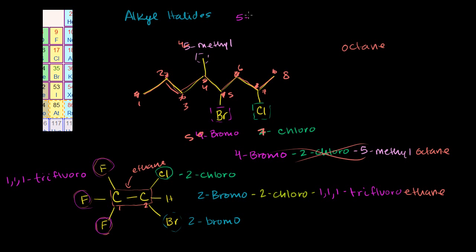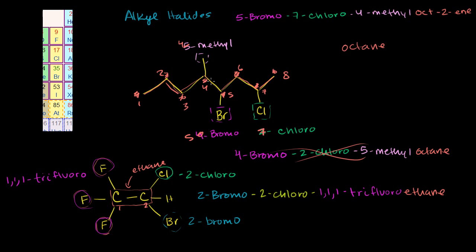It would be 5-bromo, 7-chloro, 4-methyl, and then we have oct, but it's an alkene, so it's oct. We have to specify where we start our double bond. Oct-2-ene.